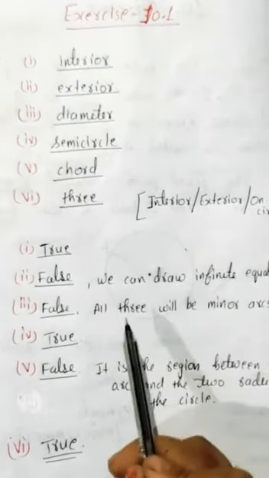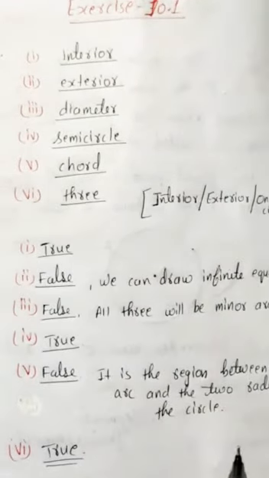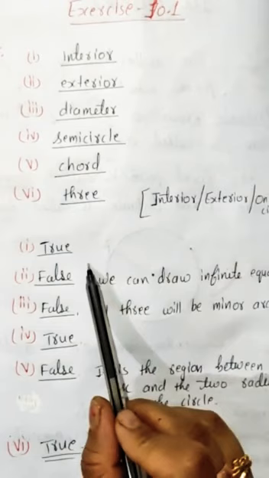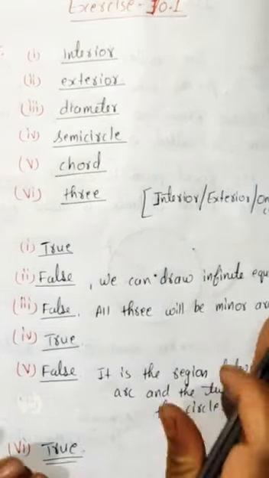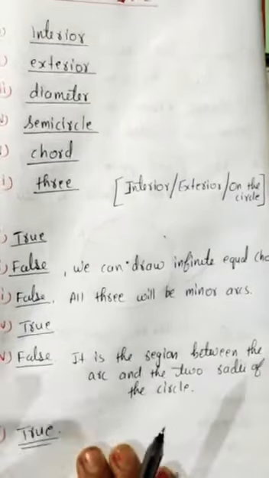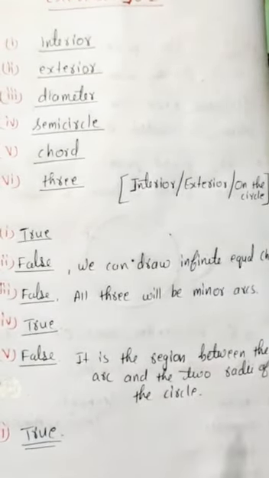Similarly, there are true false questions, which you can have a look at, and you have to give reasons for your answer. For true statements, there is no need to give a reason. For false ones, I've already given them, so have a look and complete this exercise 10.1. Then tomorrow we'll be doing the next theorems and the next exercise.